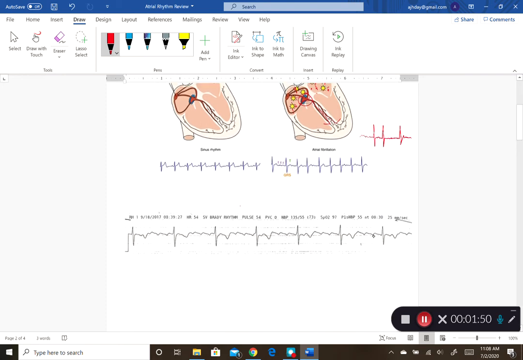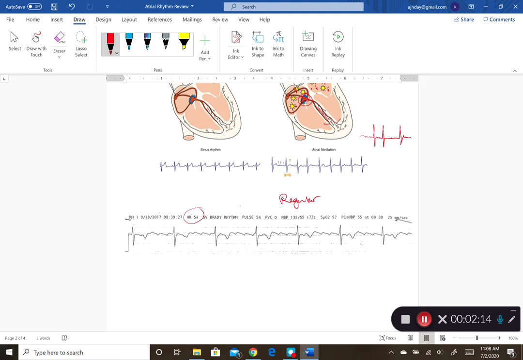So let's take a look at our first rhythm here. This is off a cardiac monitor, so it gives me a heart rate. My heart rate is 54 beats per minute. One thing I want to notice about this: is it regular or irregular? This rhythm is regular. It looks pretty regular. Are my P waves upright? Are they normal looking? Well, no.